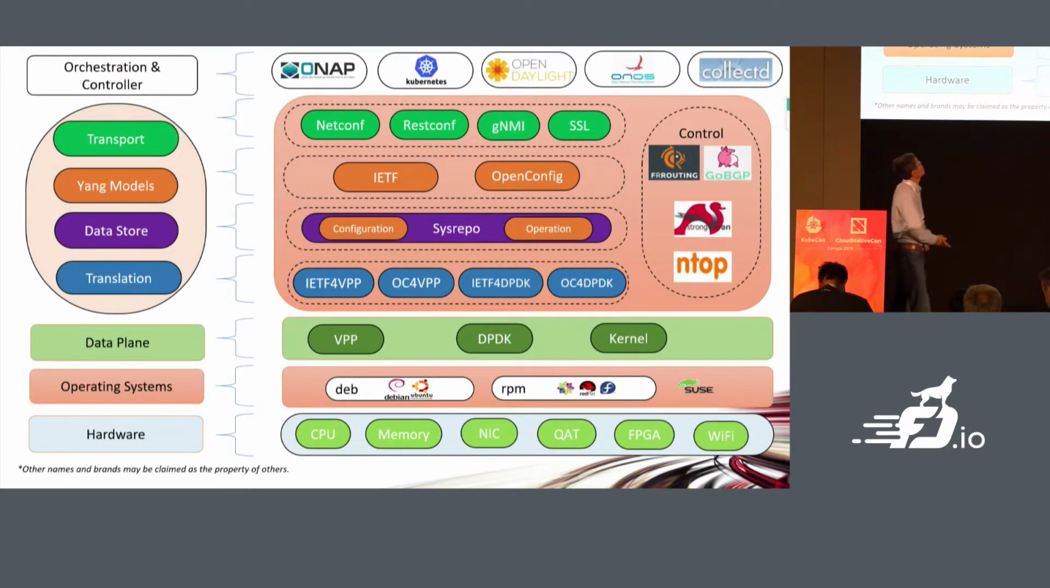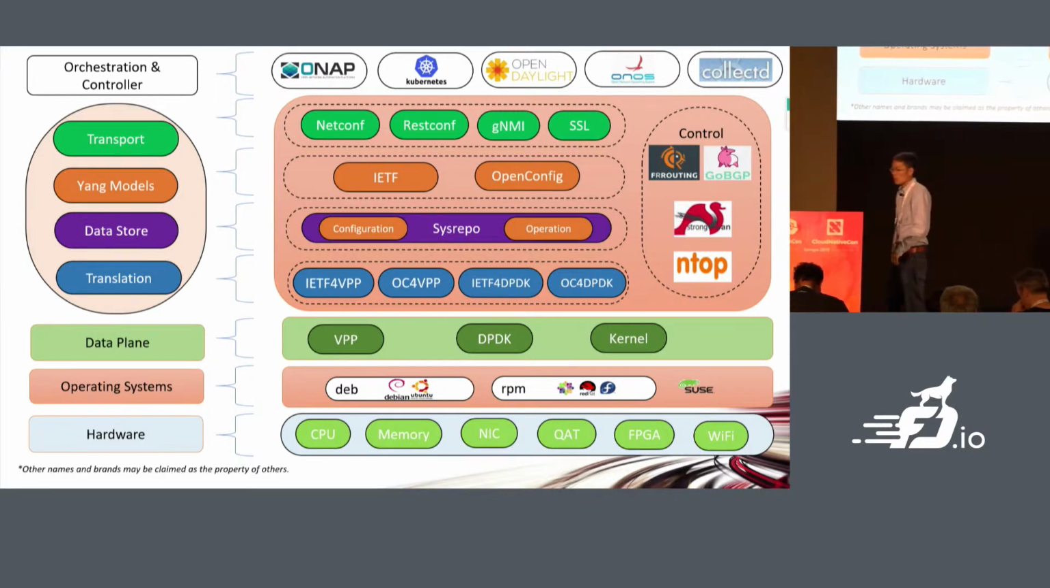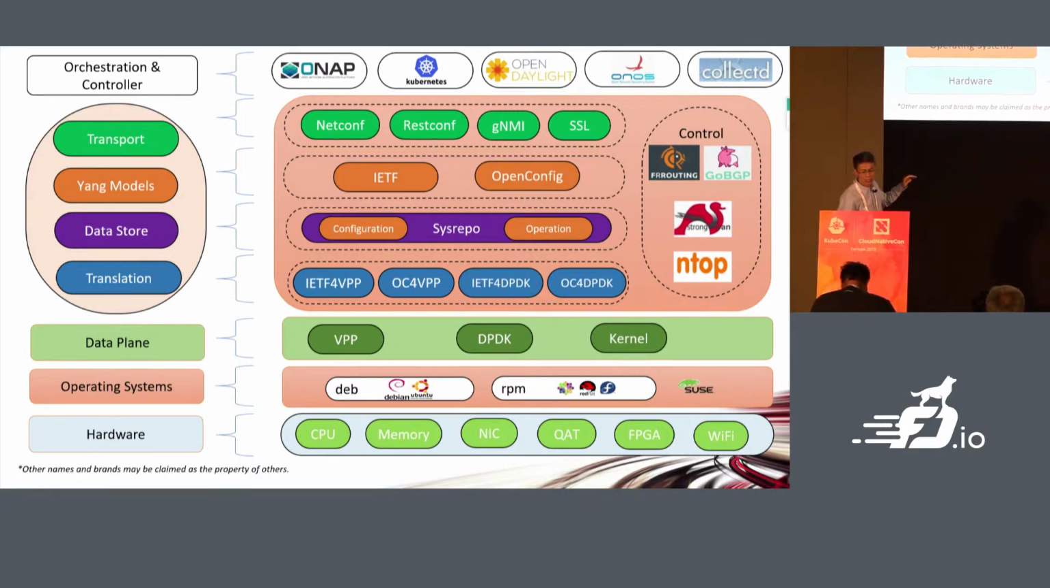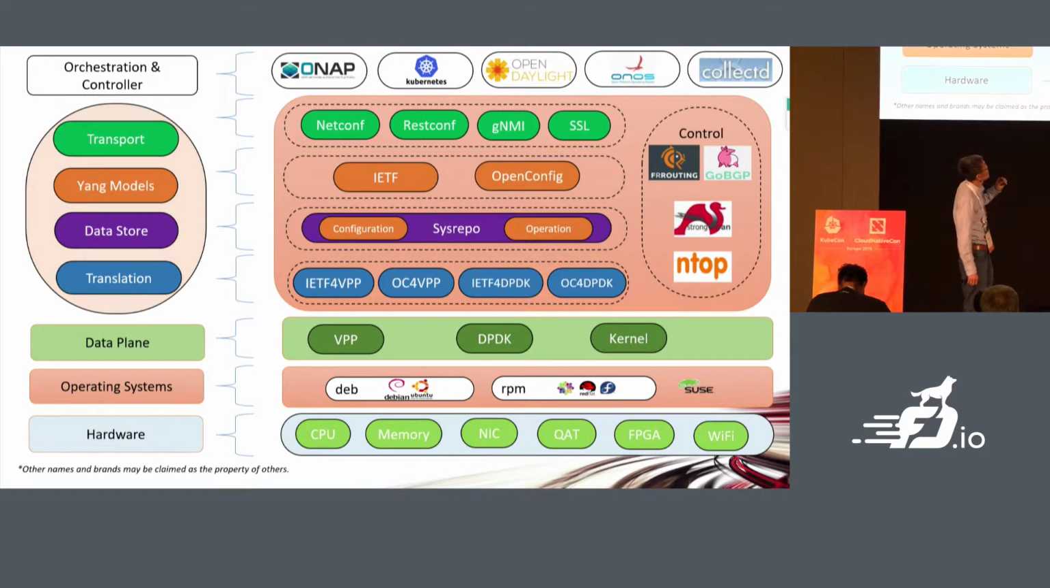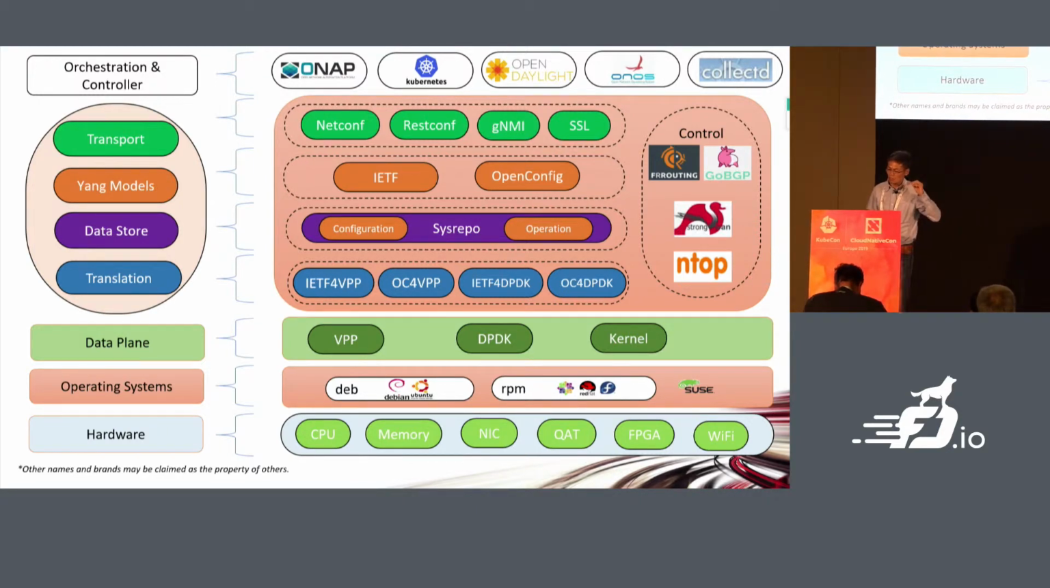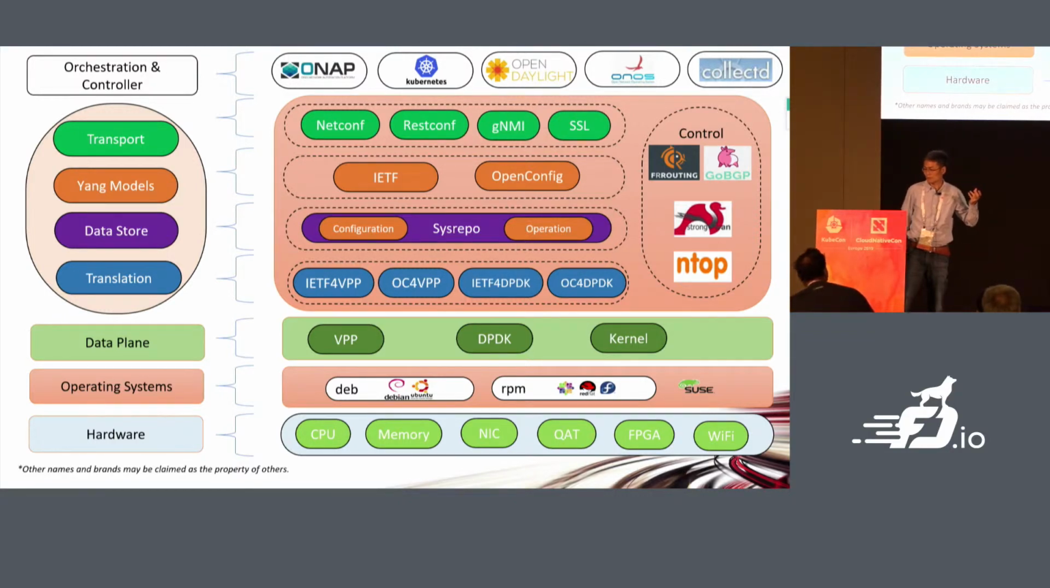Okay, this is the roadmap for Sweetcomb. It's very complex, so I will explain it from the top to the bottom. On the top layer, it's the orchestration layer and the SDN controller layer. We plan to support all the management, control, and orchestration, such as ONAP. Actually, for the first use case on ONAP, the residential CPE is developed on VPP.